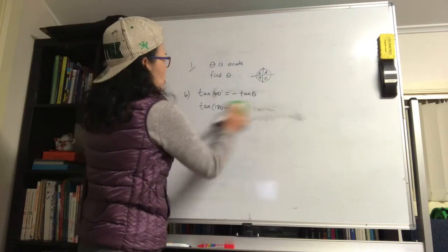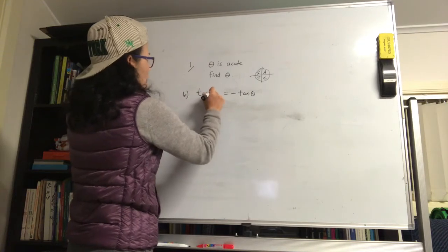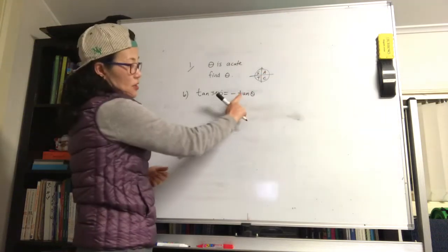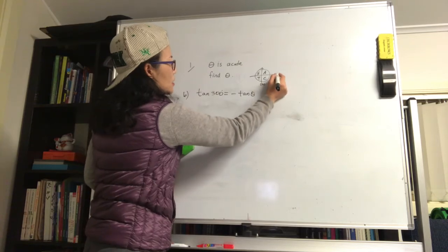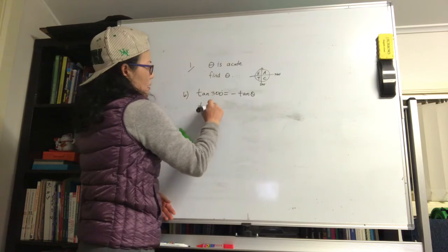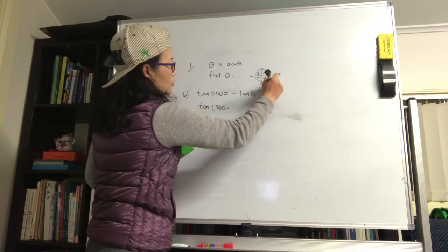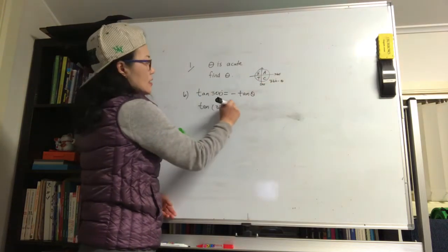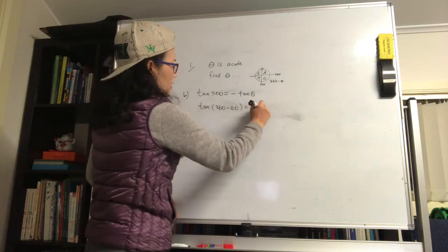Now, just curious, if this was, I don't know, 300, which will be in the fourth quadrant. It's still negative in the fourth quadrant, because it's between 270 and 360. So 300 is in this fourth quadrant. So it'll be tan of 360, guys. Remember, anything in the fourth quadrant is 360 take away theta. 360 take away what will make 300? 60. Okay? And therefore, negative tan 60.